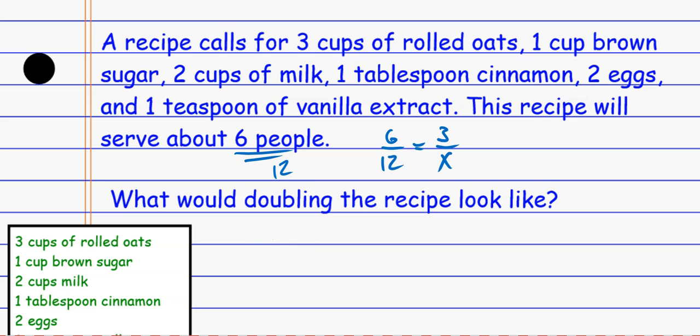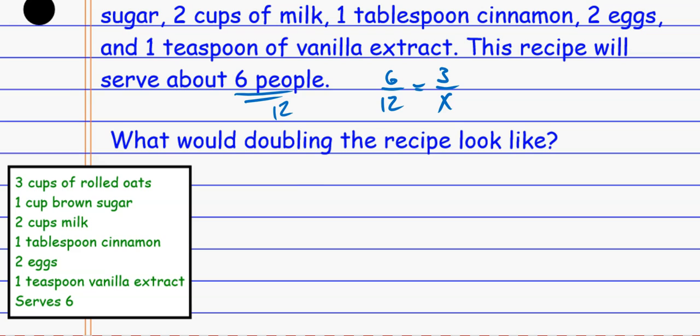So here's what we're going to do. For this one, I'm just going to say, hey, to modify this recipe, I'm just going to multiply everything by the 2 over 1, by that kind of ratio that I came up with. And if I multiply everything by 2 over 1, my new recipe becomes this. It becomes 6 cups of rolled oats. It becomes 2 cups of brown sugar.